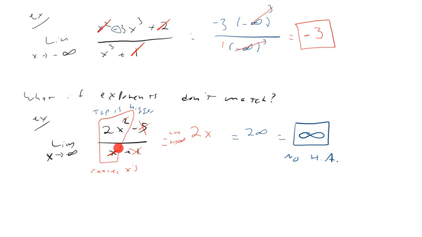This was like over 1, right? My top one had more x's. Since the more x's, it got the infinity, and if I go infinity forever on the top, it's going to go forever infinity, so I have no horizontal asymptote. It's going to go forever.